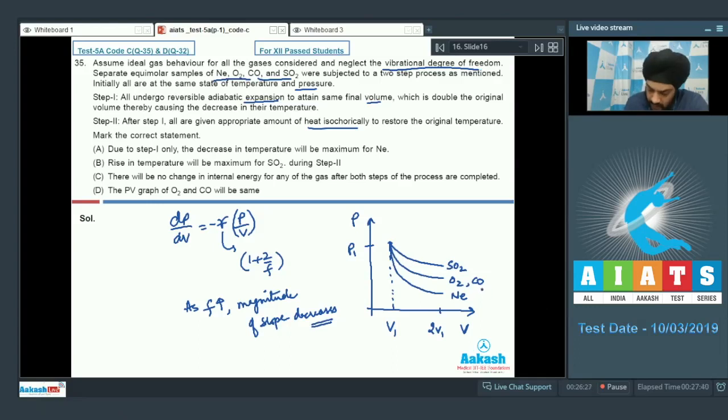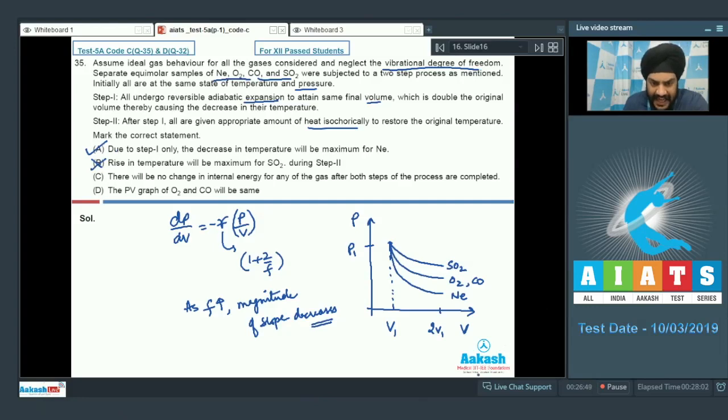If you look at the options given to us now, option A says due to step 1 only, the decrease in temperature will be maximum for Ne. This statement is correct, students. Now statement B says the rise in temperature will be maximum for SO2 during step 2. This is incorrect, students. The rise in temperature will be the minimum for SO2, as we had seen before. So statement B is incorrect.